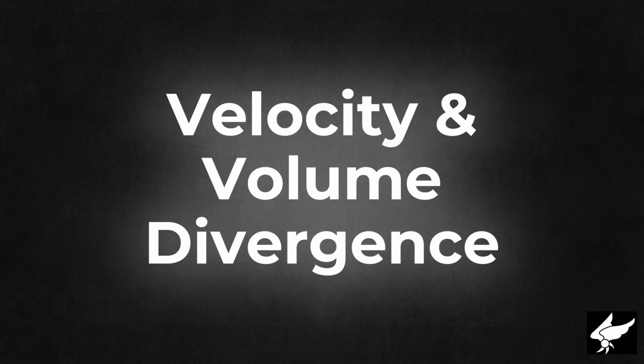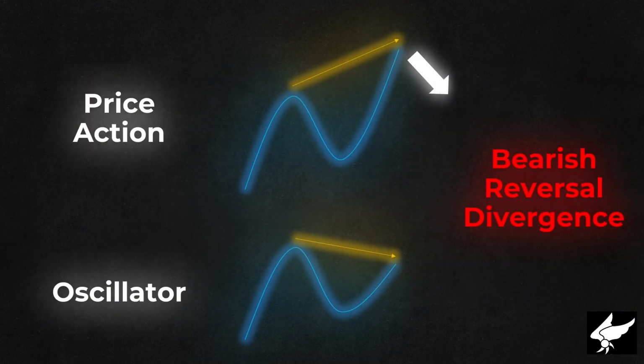Indicators like the RSI, for example, measure the rate of change of price given a fixed window of calculation, usually called period. At the end of the trend, it's common to observe the standard reversal divergence signals in terms of velocity and volume. A bearish reversal divergence will occur at the end of a bullish trend and is characterized by higher highs in price action and lower highs in an oscillator like the RSI.